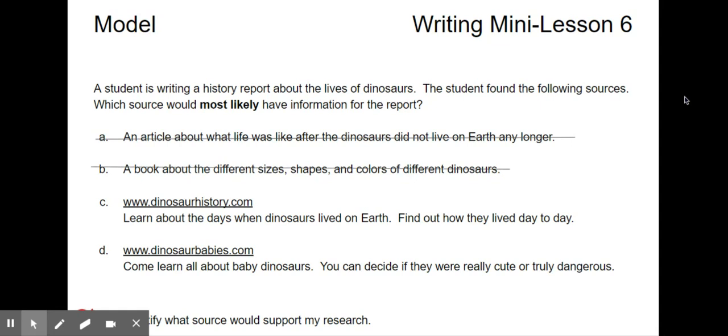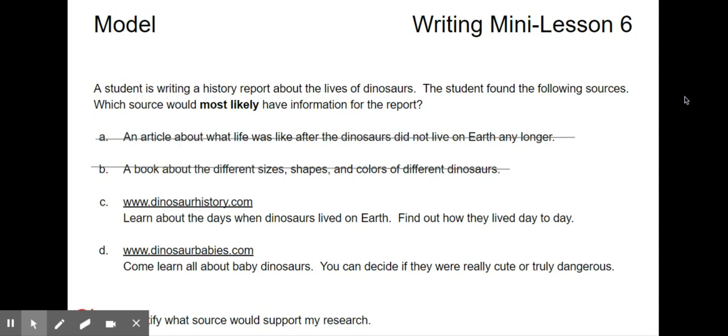C. www.dinosaurhistory.com. Learn about the days when dinosaurs lived on Earth. Find out how they lived day to day. Since I want to learn about the lives of dinosaurs, I think this is going to be a great source for my research. However, I'm definitely going to look at the last answer before I make my choice, because I want to find the best source.